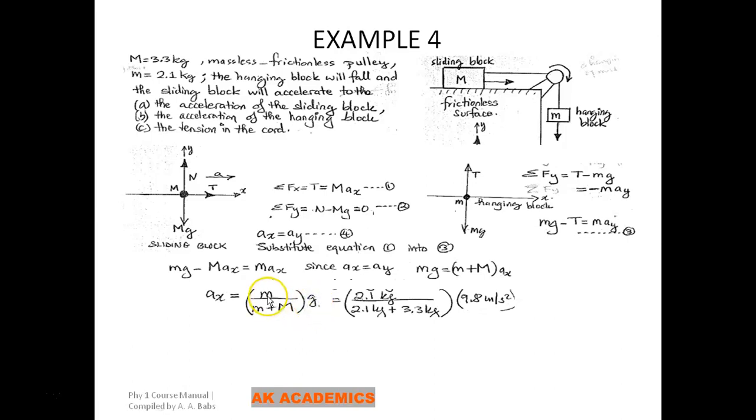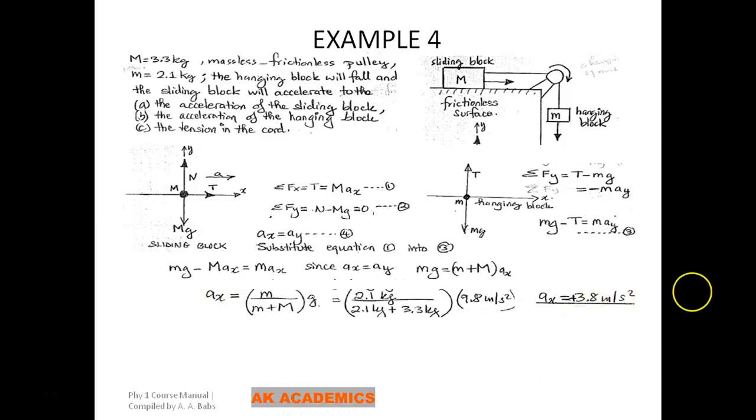You do know that our small m is given in the question as 2.1 and big M is 3.3. Plug that into the equation. You know our acceleration due to gravity is 9.8 or 10 meters per second squared. You can use any of the two, whatever is convenient for you. If you plug all of those values into this equation, what you would obtain is very straightforward. You will find your ax, the horizontal acceleration, as 3.8 meters per second squared.